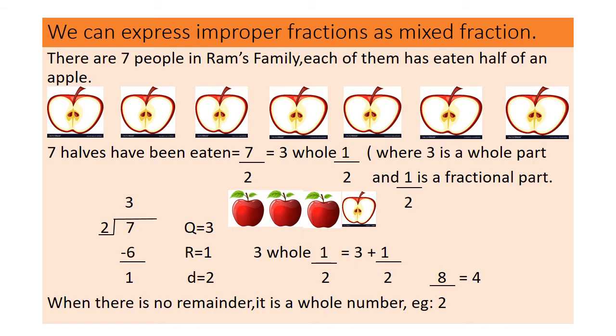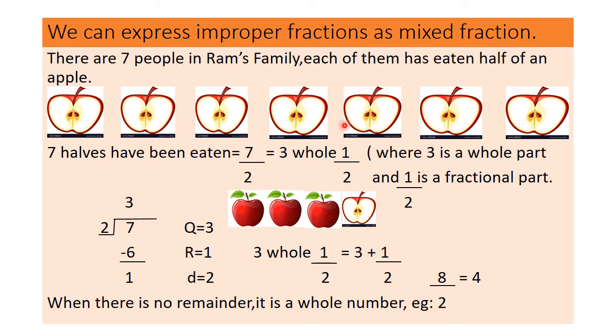Now children, after understanding how we can convert the improper fraction into a mixed fraction, let us see another example. There are 7 people in Ram's family and each of them has eaten half of an apple. That means Ram has 7 people in his family, and he has given one apple to each of them. But what is the situation here?